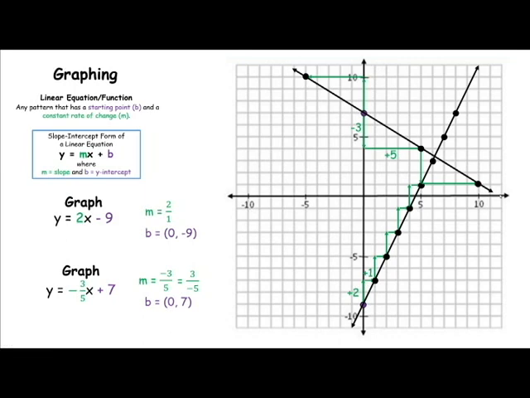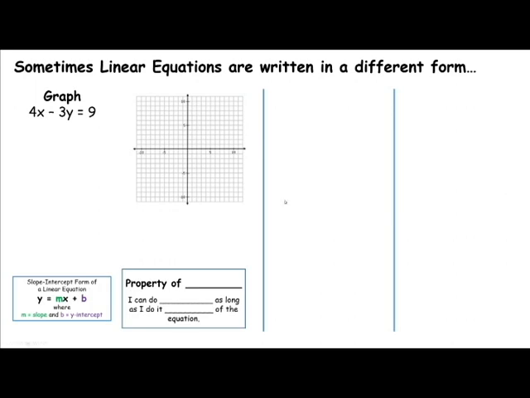Now, I did do this very quickly because graphing in slope-intercept form is not the focus of this lesson. That would be a previous lesson for us, but I did want to reiterate it very quickly because today I want to talk about what happens when we get a linear equation that is not in slope-intercept form. Notice this says graph 4x minus 3y equals 9. This is a linear equation, and if you were to graph it, it would make a straight line. But because it's not in slope-intercept form, we cannot use the method that we just talked about, unless we rearrange it so that it is in slope-intercept form.